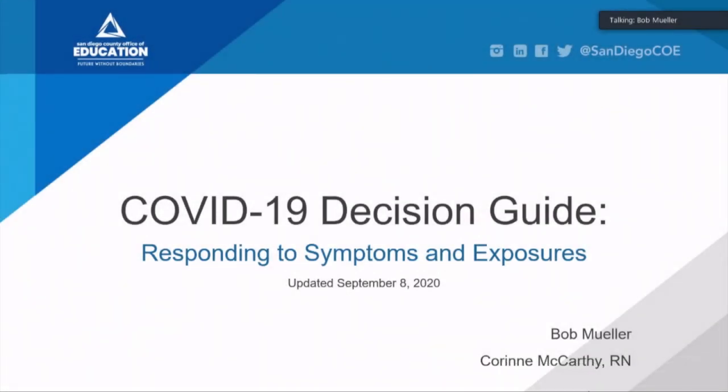Today, we will be walking you through the COVID-19 decision guide. It's a guide for responding to symptoms and exposures on campus. We've just updated this material on September 8th. My name is Bob Mueller. I'm serving as our duty officer for our COVID-19 incident, and I'm joined today by Corinne McCarthy, our program specialist for school nursing. Hello, everyone.